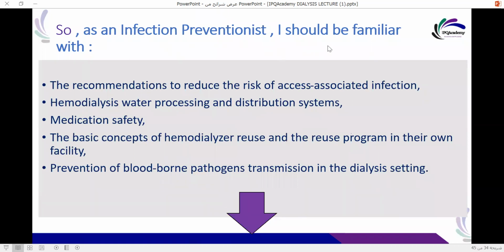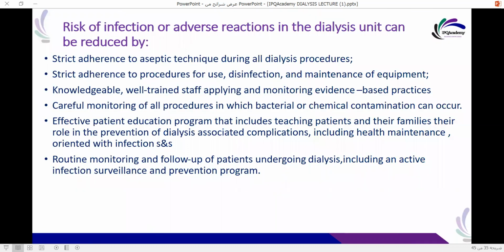As an infection preventionist, I should be familiar with the recommendations to reduce the risk of access-associated infection, hemodialysis water processing and distribution systems, medication safety, the basic concepts of hemodialyzer reuse and the reuse program in my own facility, and prevention of bloodborne pathogen transmission in the dialysis station. The risk of infection or adverse reactions in the dialysis unit can be reduced by what? By the following measures and precautions.